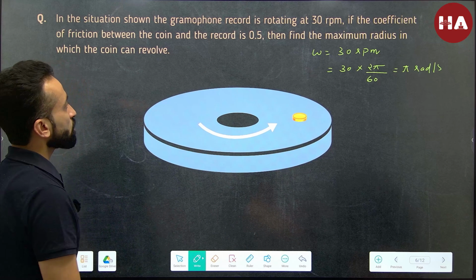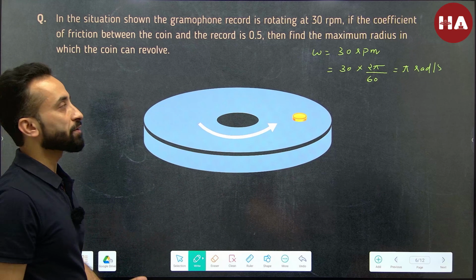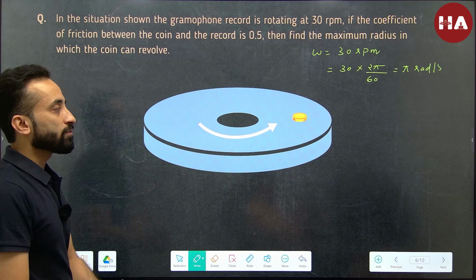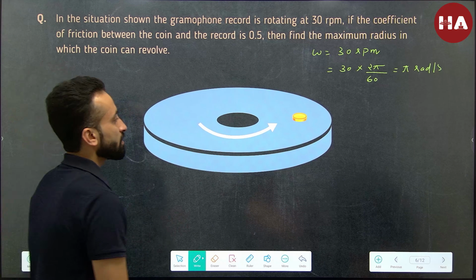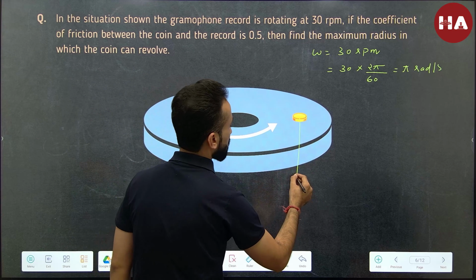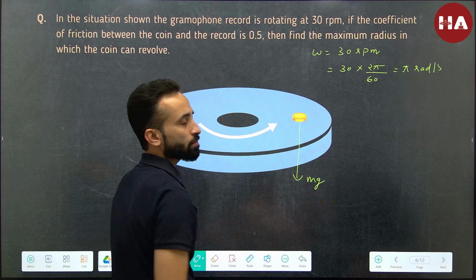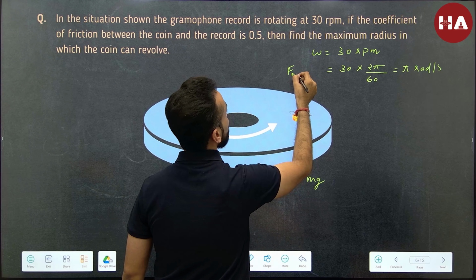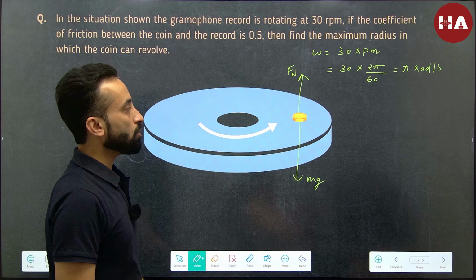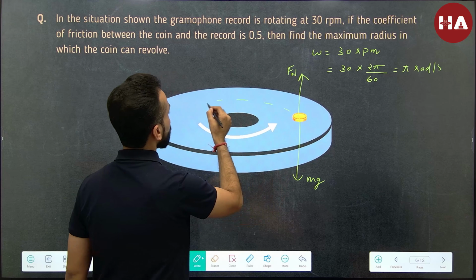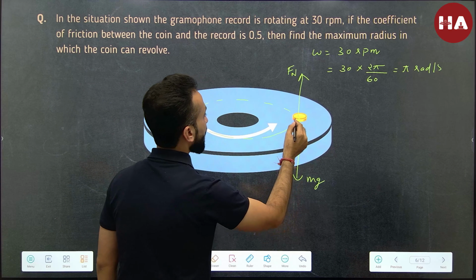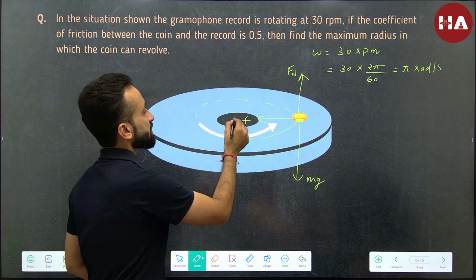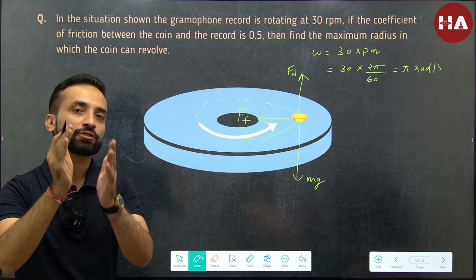Now if the coefficient of friction between the coin and the record is 0.5, then find the maximum radius in which the coin can revolve without slipping, obviously. So we will draw the free body diagram. I hope you should be able to do that. mg, normal contact force, which you can write as Fn, and now if you think of this, it has to move on this circular path. So for that, it would need a centripetal force. Who's going to provide this centripetal force? The answer is going to be the force of friction.